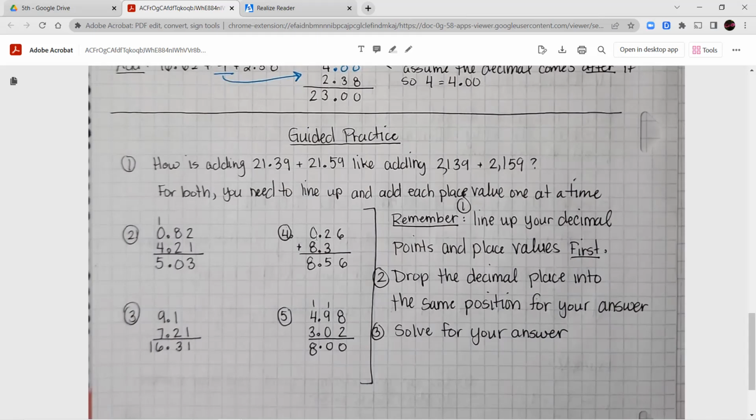So remember, the first thing you want to do whenever you're adding numbers is you want to line up your decimal points and place values first. Then you want to drop that decimal point right into the same position where it is from your addends into the answer. And then you're just going to solve the way you usually do.